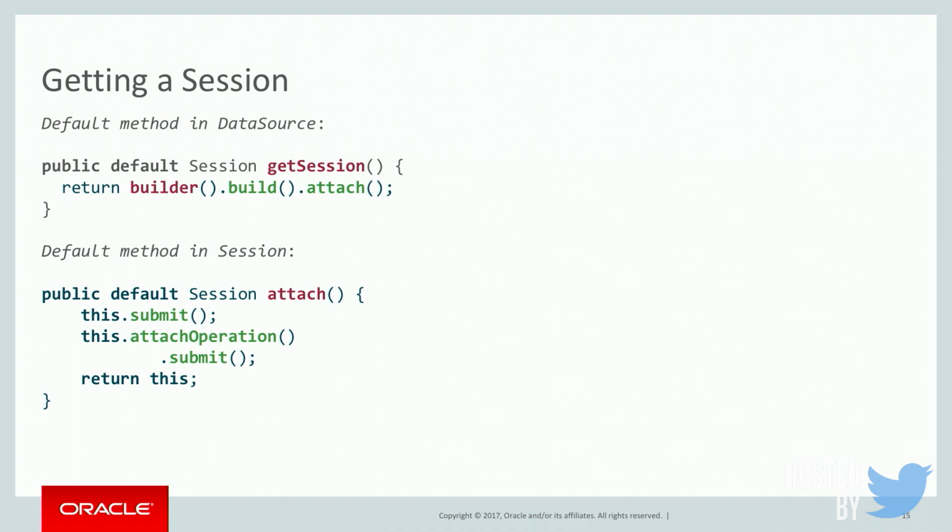For example, get session. This is the implementation of get session. Take a builder, build, and then attach. So attach translates into, and I'm showing you the code of ADBA, this is the code of the implementation, so it translates into submit an operation group. I will explain later what an operation group is. Then attach operation and submit. Attach operation attaches the session to the data source. So when you get a session, that's what happens under the cover, and you return.